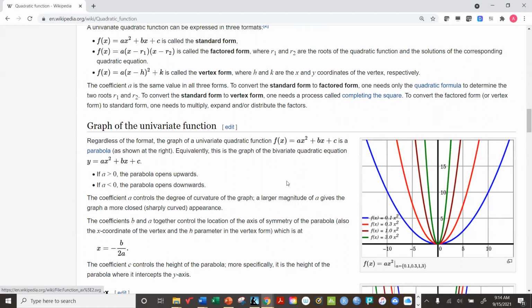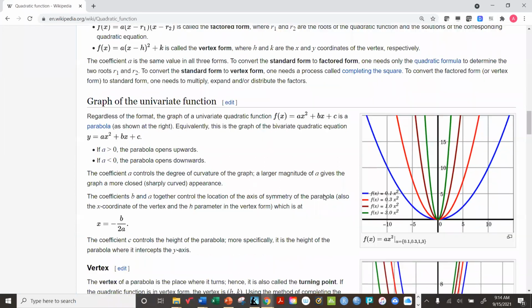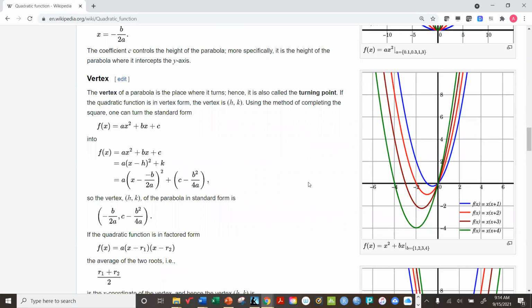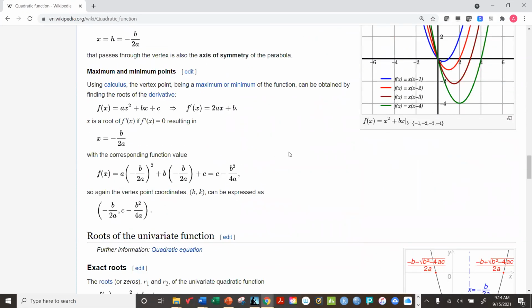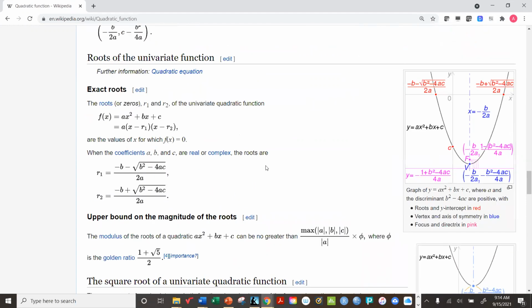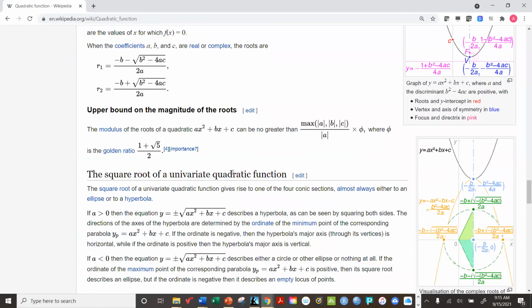Like here's some nice discussions about parabolas, for example, and what is the vertex? We will be discussing all this, minimum and maximum points and how to find them. So here's the quadratic formula, our old friend, which we'll also be using. Look at that, the golden ratio. Oh my God, how cool is that?